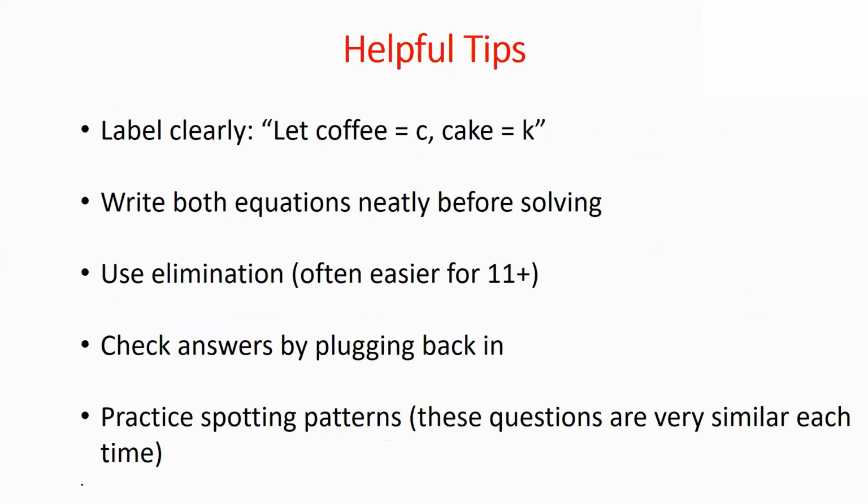Helpful tips here. Please label the letters that you are comfortable with. I usually prefer the starting letter of whatever the item is. So C for coffee, or K for cake, or B for burger, S for soda. Write both equations neatly before solving. And also while you are reading, try to form an equation. Use the elimination method, often easier for 11 plus. We have looked at that, where we eliminate using the inverse operation. Check your answers by plugging in the value. It should make sense. You shouldn't get any negative values. And look, please spot some patterns, like this type of question will require you to form two equations.